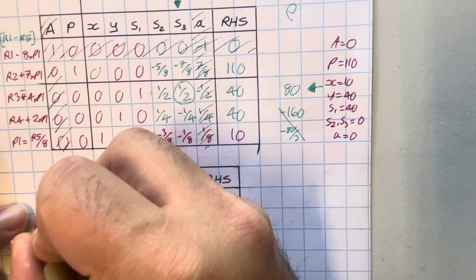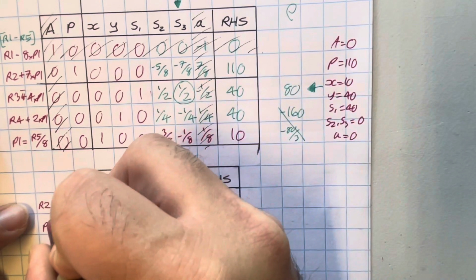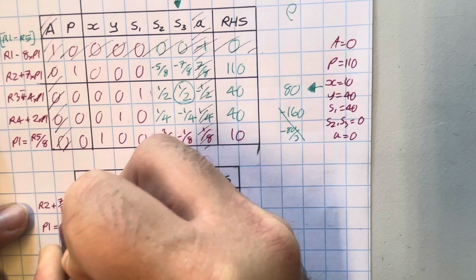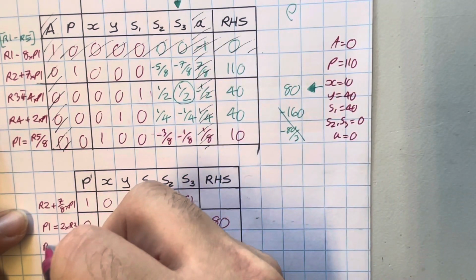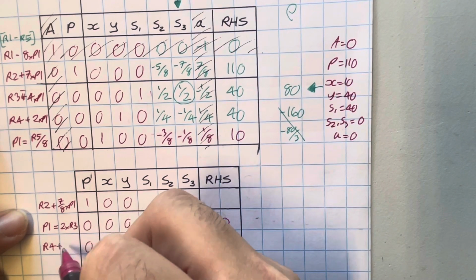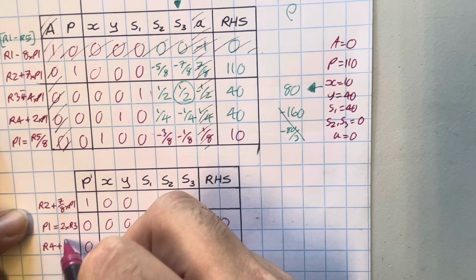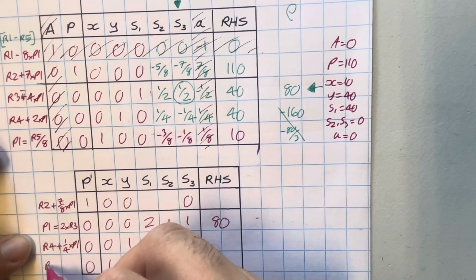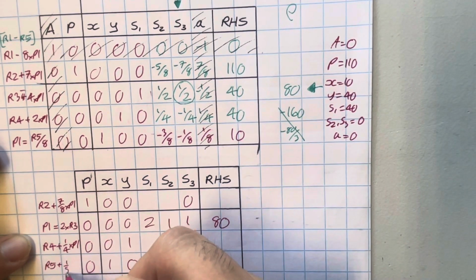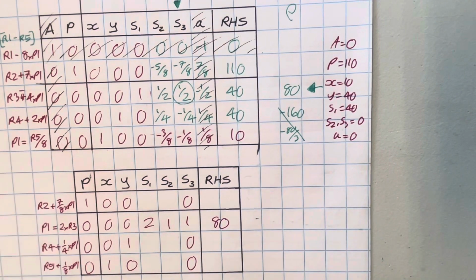So this is going to be row 2 plus 7/8 times the pivot. Okay, get rid of that 7/8. This is going to be row 4 plus a quarter times the pivot. Get rid of that. And this is going to be row 5 plus an 1/8 times the pivot. Okay, so there's my instructions over there.